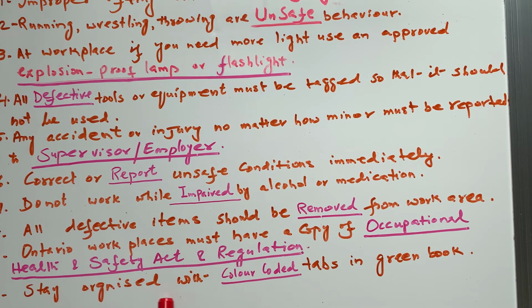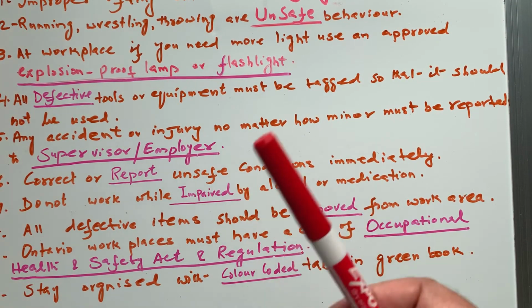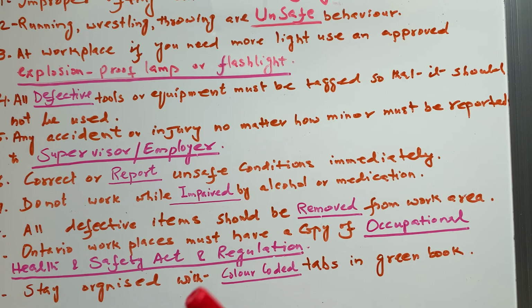So stay organized with the color coded tabs in the green book. Every worker, no matter what he is doing in a work environment, industrial or construction, should know what the green book is. So what is the green book? Occupational Health and Safety Act and Regulation. That is the green book, and there are color coded symbols and other things which one needs to know, and they should know what the hazards or conditions are and what they have to report immediately, and how they have to behave in a workplace.